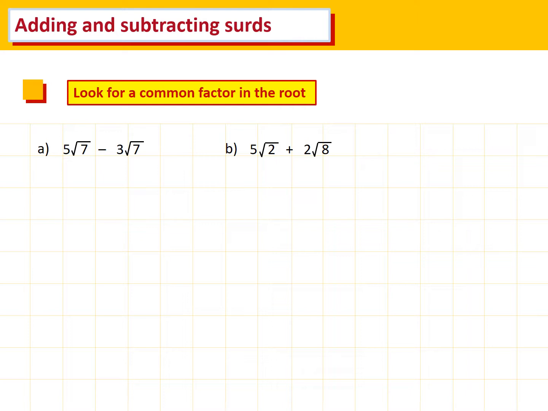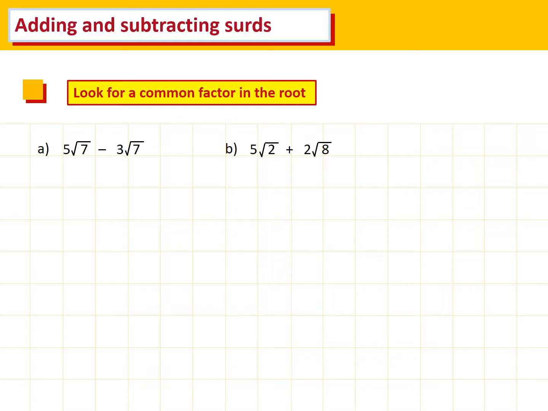The square root of 4 is not a surd because 4 is a square number and the square root of 4 is 2. Similarly, 9, the square root of 9 is not a surd because 9 is a square number. Okay, so let's look at the two questions that we see before us.